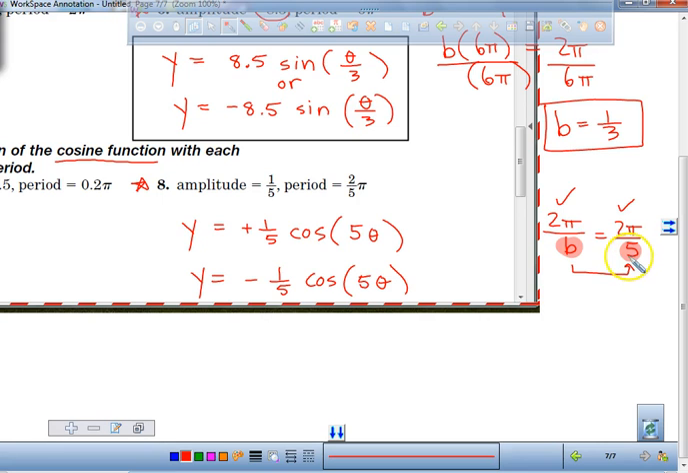Now, let's say, for example, you did not recognize that b was equal to 5. Then what could you still do? You could still do cross multiplication. What's 2 pi times 5? That's 10 pi. What's 2 pi times b? That's 2 pi times b. And if you divided both sides by 2 pi, you would still get 5 if you worked it out.